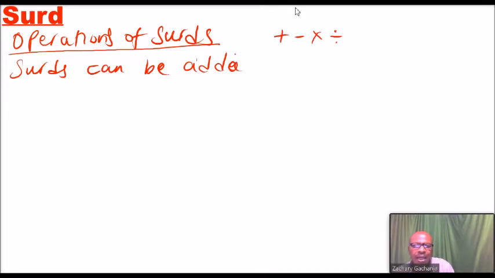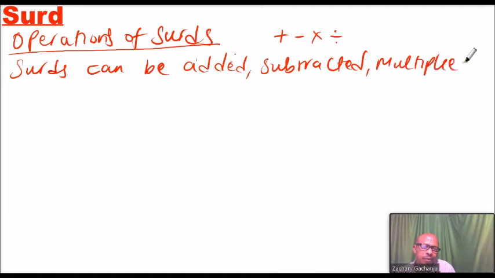Surds can be added, subtracted, multiplied, and divided. So we are able to do these operations.